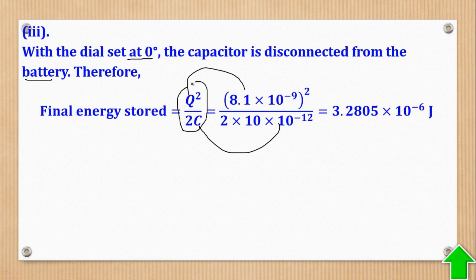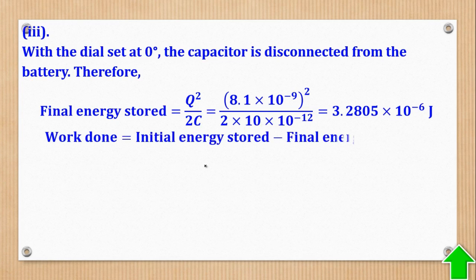There are two formulas we got for energy stored. So here we are using this, and the reason is because it was disconnected from the battery. That's why there is no V in this expression. So now I use the calculator, and I'll come up with this as the energy stored.